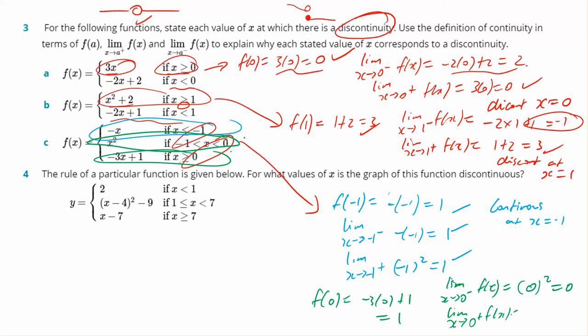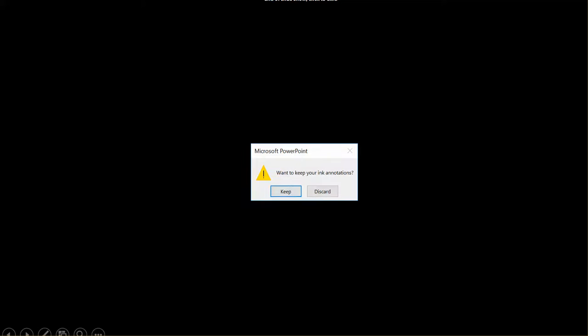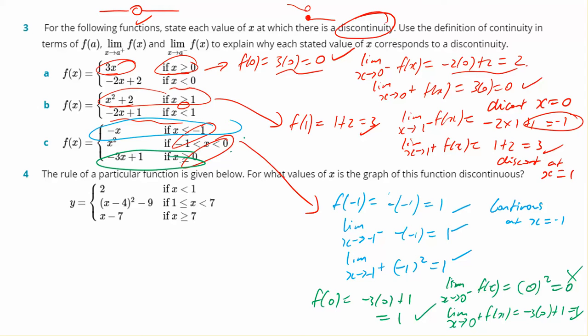And the limit as x approaches 0 from the right, I'm looking at this equation. So -3 times 0 plus 1 equals 1. So while these agree, that doesn't agree. Therefore there's a discontinuity at x equals 0. So all three must agree for there to be no discontinuity.